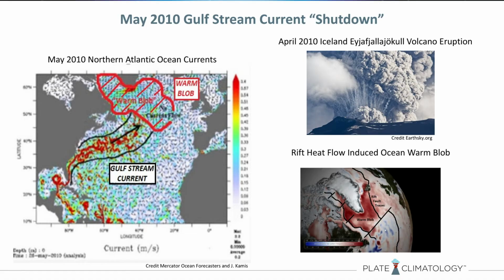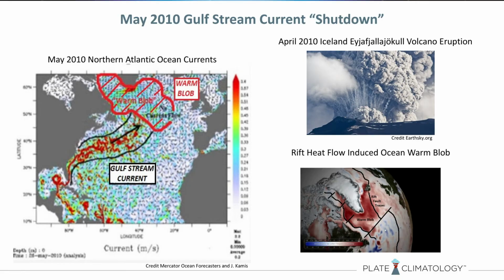from the rifts. On the upper right portion of this slide, you can see an image of the 2010 eruption of the volcano that we talked about at the beginning of this. It's kind of interesting to note that the Gulf Stream shutdown occurred in 2010, and the immense eruption of this volcano in Iceland occurred in 2010.